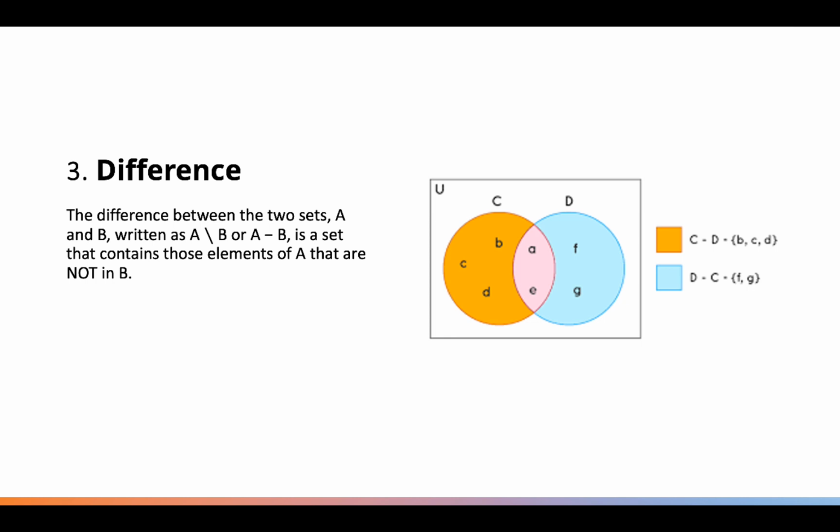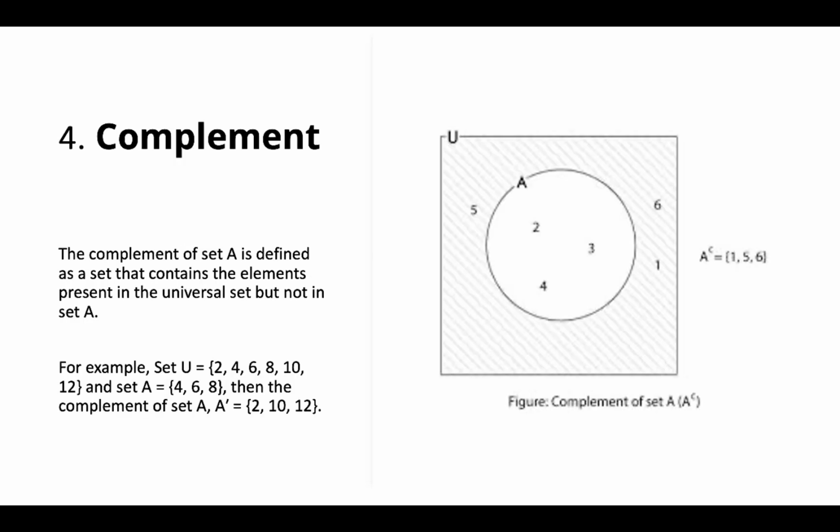Third, difference. The difference between the 2 sets, A and B, written as A − B or A \ B, is a set that contains those elements of A that are not in B. Fourth, complement. The complement of set A is defined as a set that contains the elements present in the universal set, but not in set A.